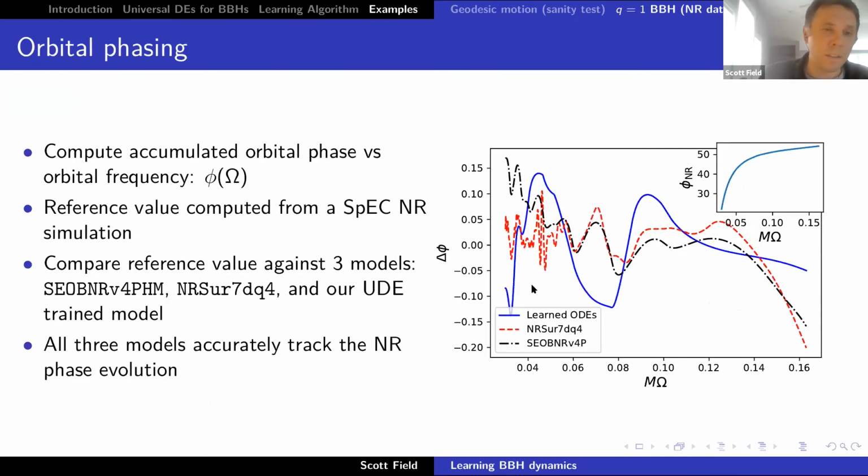Another thing we can do is look at the orbital phasing. So here we plot the accumulated orbital phase as a function of the orbital frequency. So the NR data is given in this inset panel here. So you can see how the orbital phase accumulates with increasing orbital frequency. And we can compare this to, again, our 3 models. So the EOB model, the NR surrogate model, and the UDE model that we just trained, and just ask how well did they agree. And that's given by this main plot. And you can see just by looking at the y-axis scale that all 3 models have very good tracking of the phase throughout these last 20 or so orbital cycles. In fact, the figure ends here when a common apparent horizon is found. So they're all doing very well, even up into this highly nonlinear regime.